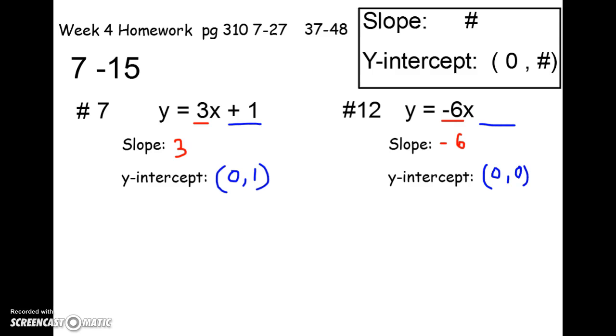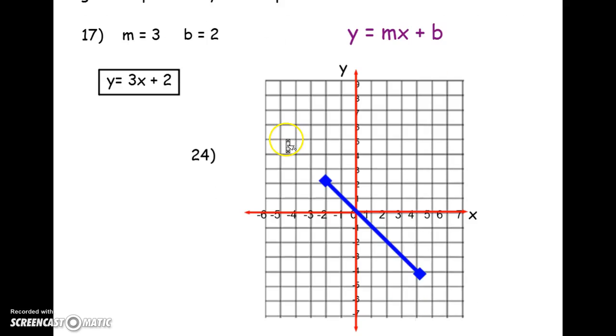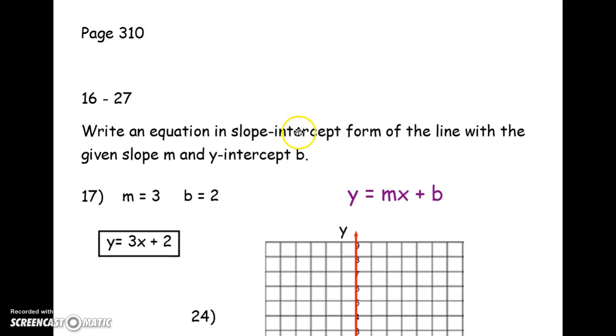Some of those specifications. All right, now here's what we looked at yesterday. We looked at number 7 and number 12 here, talking about the slope and the y-intercept as a coordinate point. So the question today was, how would I answer number 24? It said write an equation, slope-intercept form of the line with a given slope m and y-intercept b. That was the section there.